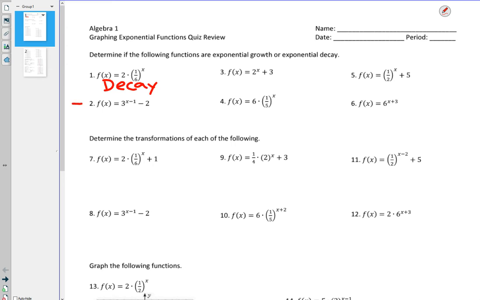Number 2 here. What's the base on number 2? 1. No! Oh man. Sorry. The base is 3, yeah. So is it a growth or decay? And then, Jada, how about number 3? That is also a growth, sure. What's the base there? 2.